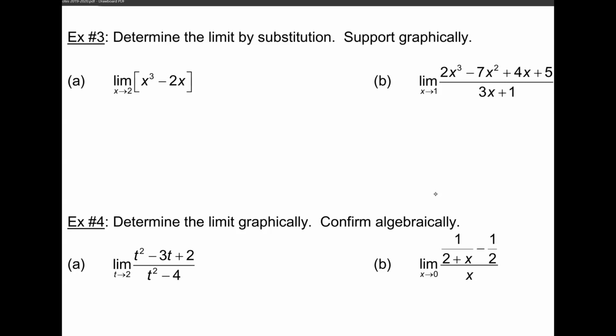Okay, so as Noah said, it's just substitution. You just substitute in for x, because if it's a polynomial function, we're good. Literally, the function value will be the limit there. So I have 2 cubed minus 2 times 2. 8 minus 4 is 4.